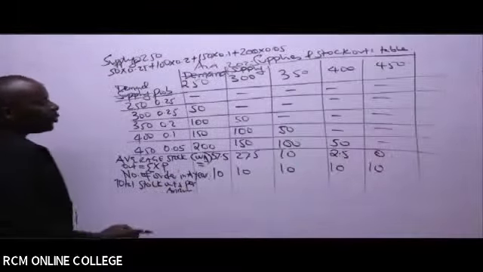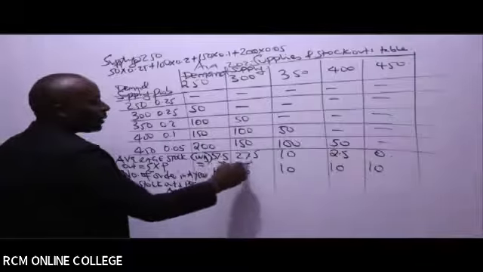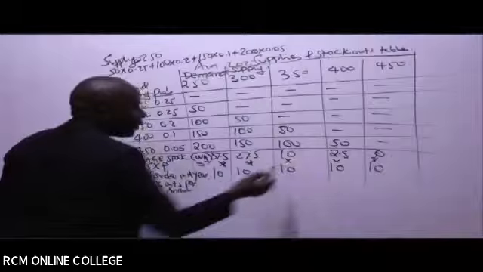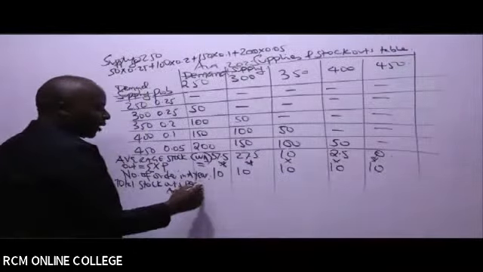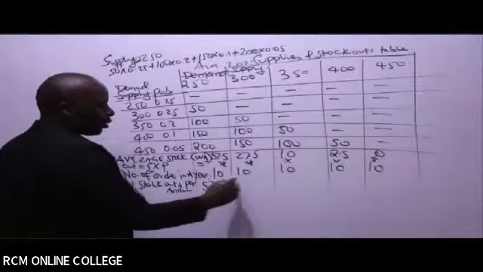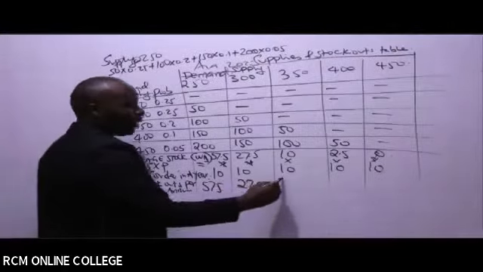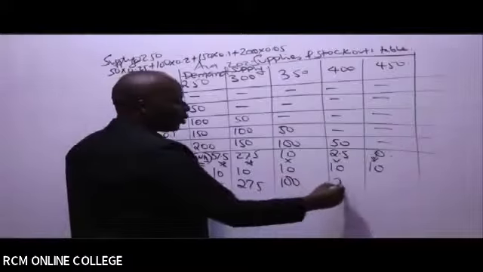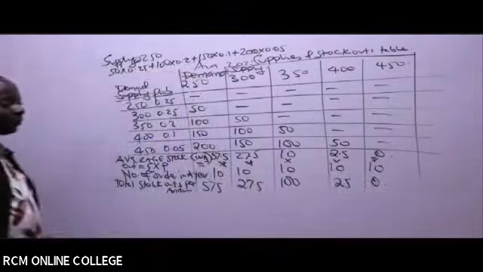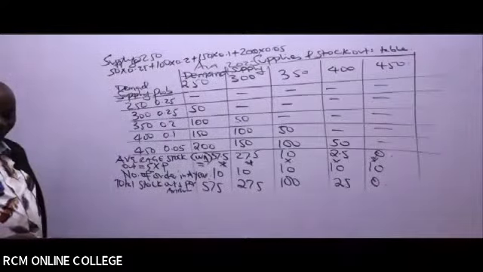Total stock out per annum, what do? You take these two numbers and multiply them, then that will be it. So this will be 575 actually. This will be 275. This will be 100. This will be 25. This will be 0. This will be 0. This will be 0.